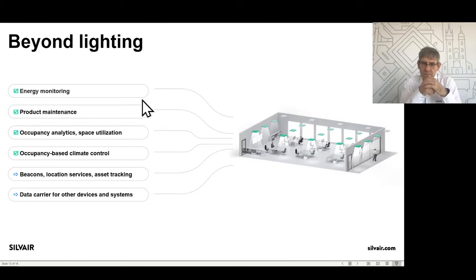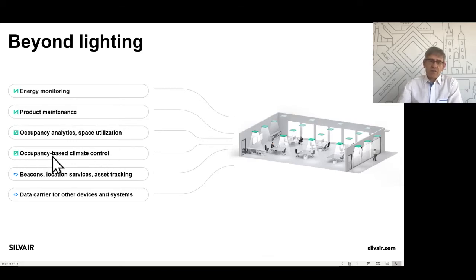So as of now, we mostly circled around data related to lighting, directly or indirectly, like sensing data. So we talked about energy monitoring, product maintenance, occupancy, space utilization. These are very popular use cases.